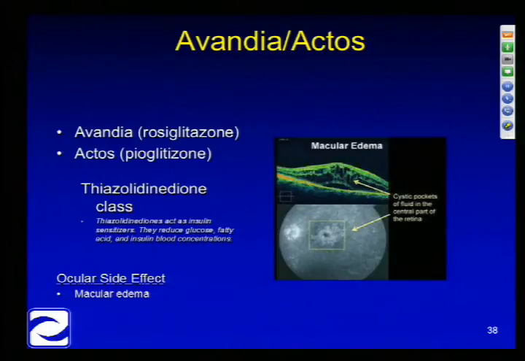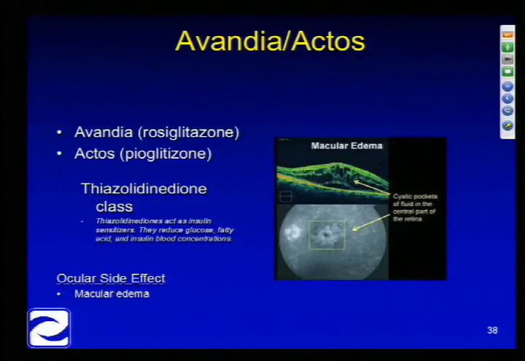Avandia and Actos are categories of hypoglycemic agents that work as insulin sensitizers. Occasionally, about 0.2% of patients that are treated with this will get macular edema, or swelling of the macula. And it can be very significant. The problem with this is that patients with diabetes also get macular edema. So you've got to sort out whether it's due to their diabetes or whether it's due to the medication.